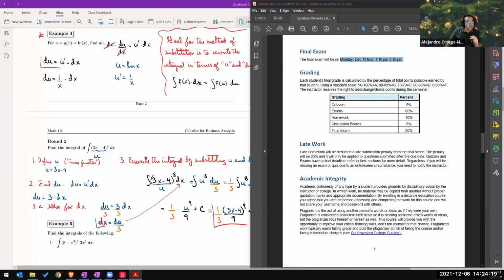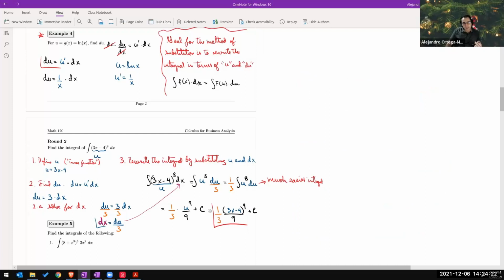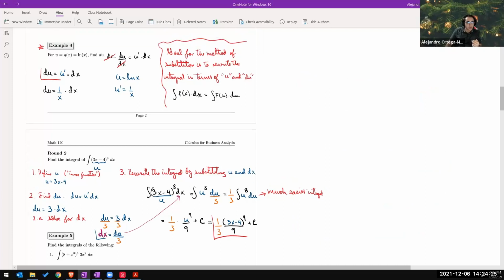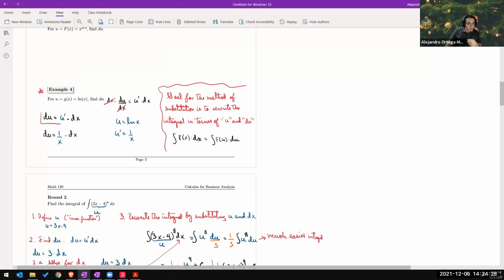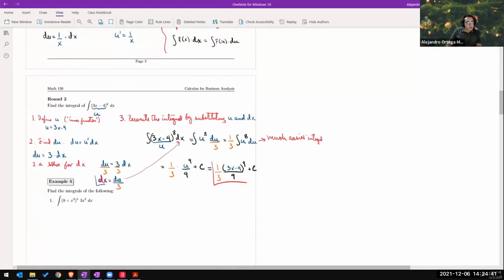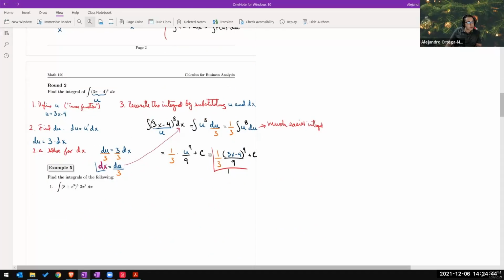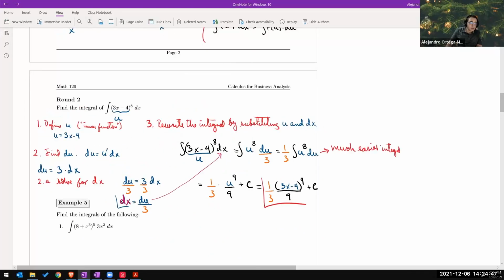Now, the last topic that we covered on Wednesday had to do with the u substitution. And again, the whole goal of the u substitution was to rewrite the integral in terms of functions u and du. Because once we do that, we turn an integral that could look pretty nasty into something much easier to solve. And we saw this one example where we have the integral of 3x minus 4 raised to the 8th. As we did the u substitution, it ended up becoming the integral of u to the 8th, much simpler than this.